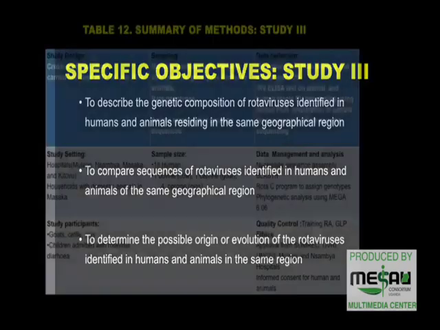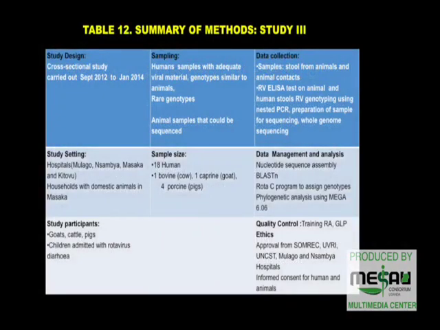This study was a cross-sectional study which took place from September 2012 to January 2014. In this study we used samples collected in study 1 and study 2: the human samples came from study 1 and the animal samples came from study 2. So the study settings are the same as study 1 and study 2.